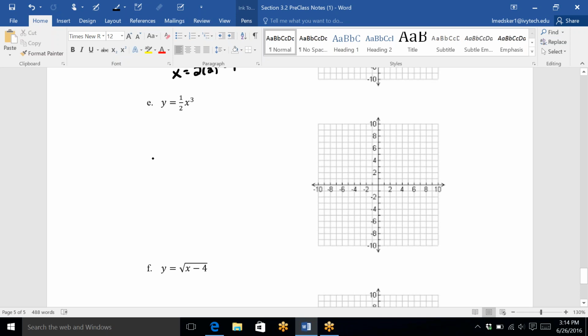Okay, let's do this one. So 1/2 x to the 3rd power. I'm going to try my tried and true -2, -1, 0, 1, and 2, plugging in for x this time because y is by itself.